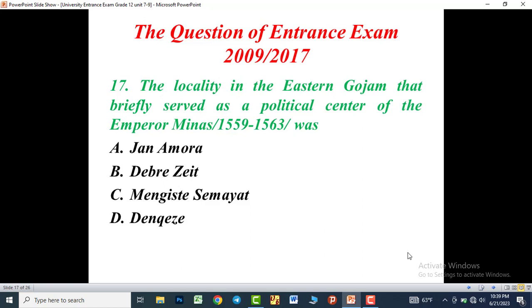Question number 17. The locality in eastern Gojjam that briefly served as the political center of Emperor Minas from 1559 up to 1563 was A. Jan Amora, B. Debre Zeit, C. Mengist Samad, D. Dongazi. Question number 17 answer is C.